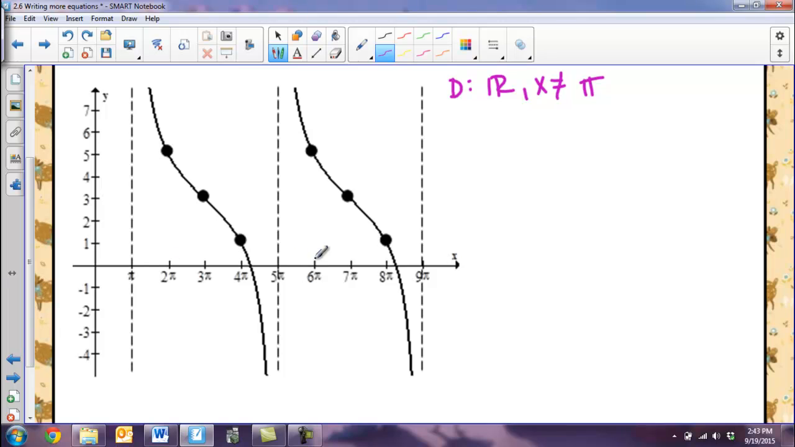My next asymptote happens at 5 pi, so that's 4 pi away, times n. So you could technically leave it like this: pi plus 4 pi times n. Again, you're looking for your starting asymptote, so your phase change, plus your period times n. Your range is all real numbers.